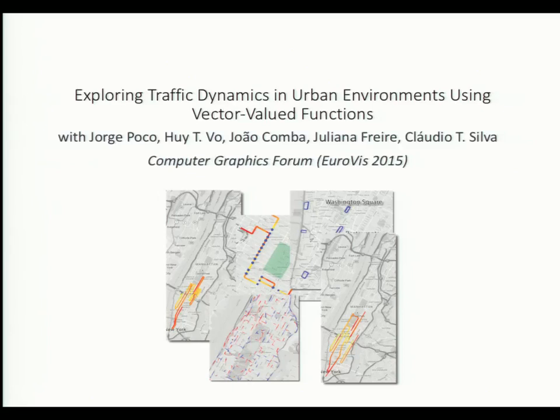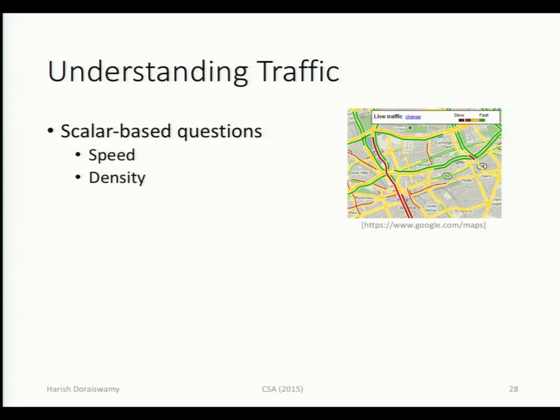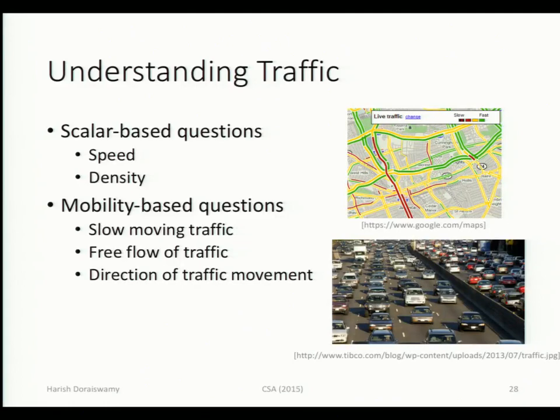And here what we are interested in is more like mobility patterns, and we focus again on the traffic in Manhattan. How can you find how the traffic flows in a city? You can have different kinds of questions to understand the mobility patterns of a city. The obvious thing is scalar-based questions. If you have all the speed or the traffic information, I want to see how the speed varies at different parts, or what the density is, or how much traffic is flowing at different parts. Or you could also have more flow-based questions, like how does the traffic flow freely, why is there slow-moving traffic, and in what direction does the traffic generally go? My focus is going to be more on the second part.